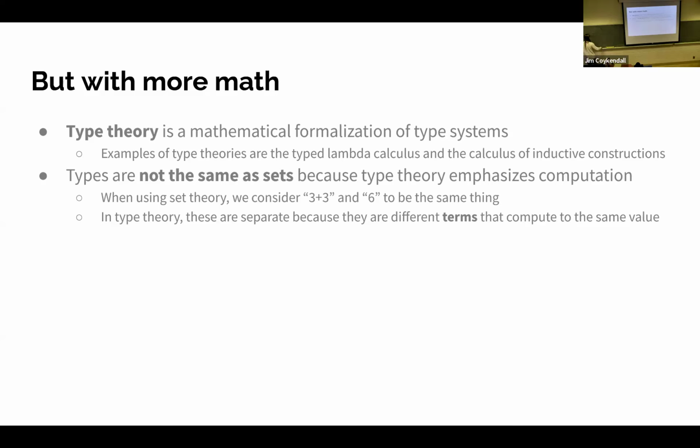If I have a set like {3 + 3, 6}, we think of this as a set with one element, because these equal the same thing. But when we're dealing with types and type theory, because this originated with computing, we emphasize computation. We consider 3 + 3 and 6 to be separate terms, but they compute to the same value, which gives you a much more complicated notion of equality when you axiomatize it like this, but it gives you some useful things like we're going to talk about.